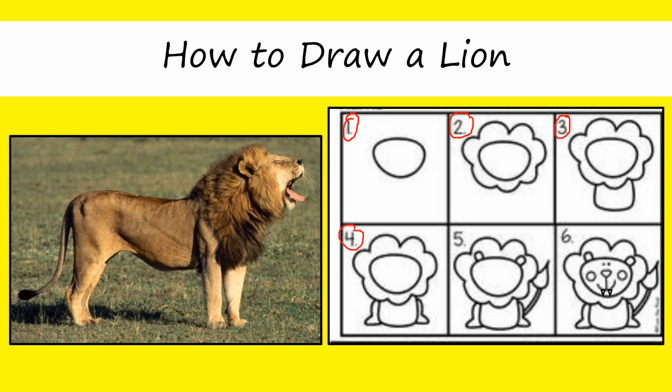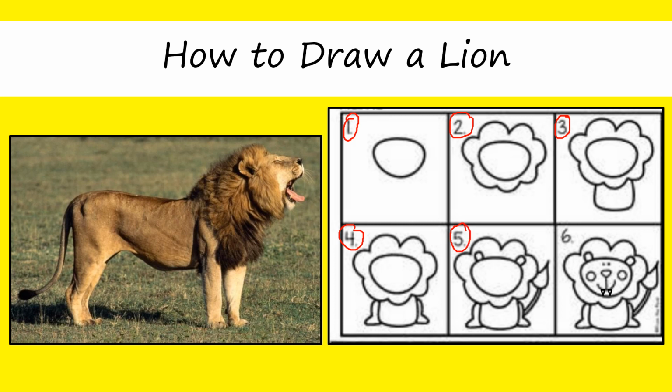Step 4 shows you how to add the legs. Now we're drawing a lion from front on view today, so we can only see 2 legs from the front of a lion. So we're just drawing 2 legs, as you can see. And then we go on to step 5 and we start adding some details.